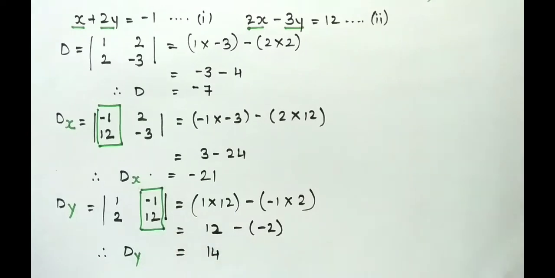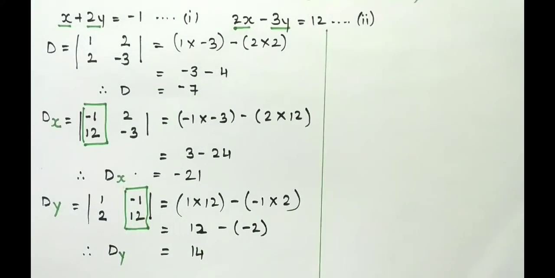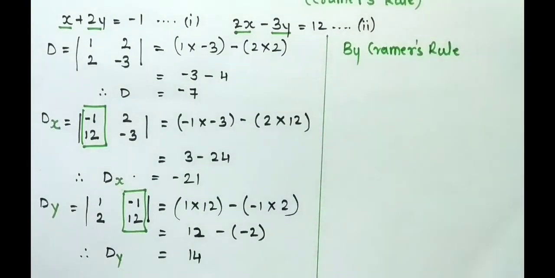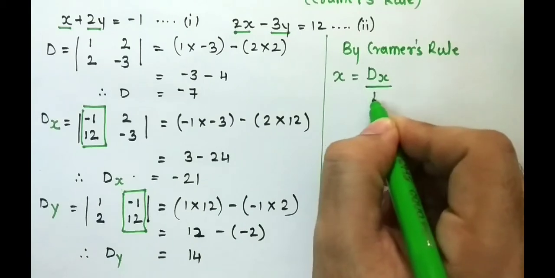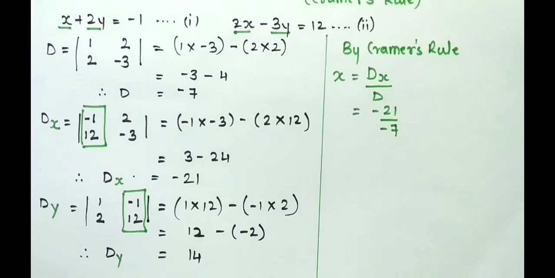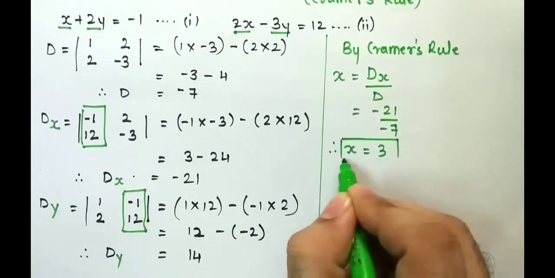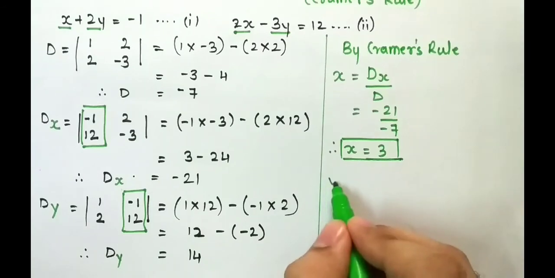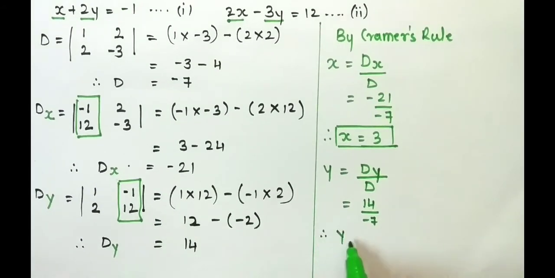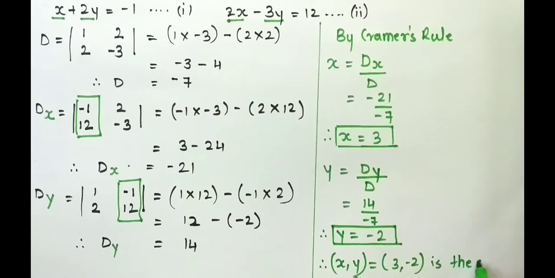Now, I have to apply Cramer's rule. In this rule, I will take the value of Dx and divide it by the D to get the value of x, which is minus 21 upon minus 7. This gives me the value of x is equal to 3. Now for value of y, we will write y is equal to Dy upon D, which is 14 upon minus 7. Therefore, y is equal to minus 2. Therefore, x comma y is equal to 3 comma minus 2 is the solution of the given equation.